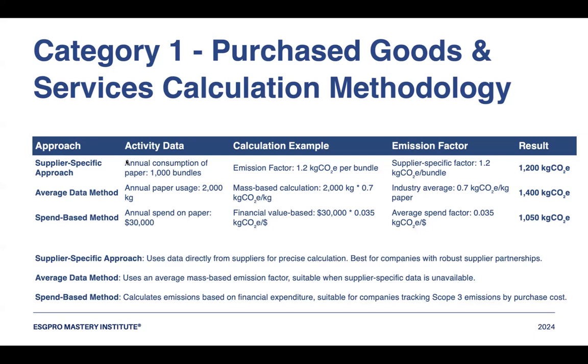Then I will go in DEFRA record or I will go in IPCC and I will check what is the emission factor per bundle. So I will find there it is 1.2 kgs carbon dioxide equivalent per bundle. So calculation becomes very easy.